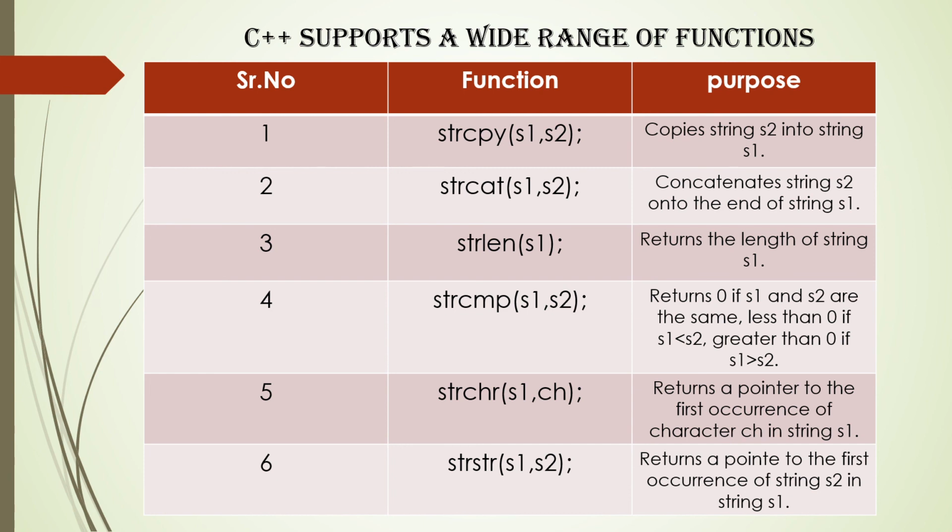Fourth is strcmp(s1, s2). It compares both the strings, that is, it returns 0 if s1 and s2 are the same, less than 0 if s1 is less than s2, and greater than 0 if s1 is greater than s2. And the fifth is strchr(s1, ch). It returns a pointer to the first occurrence of the character ch in string s1. The last is strstr(s1, s2). It returns a pointer to the first occurrence of string s2 in string s1. These are the functions which help a lot in a wide range of our programming.